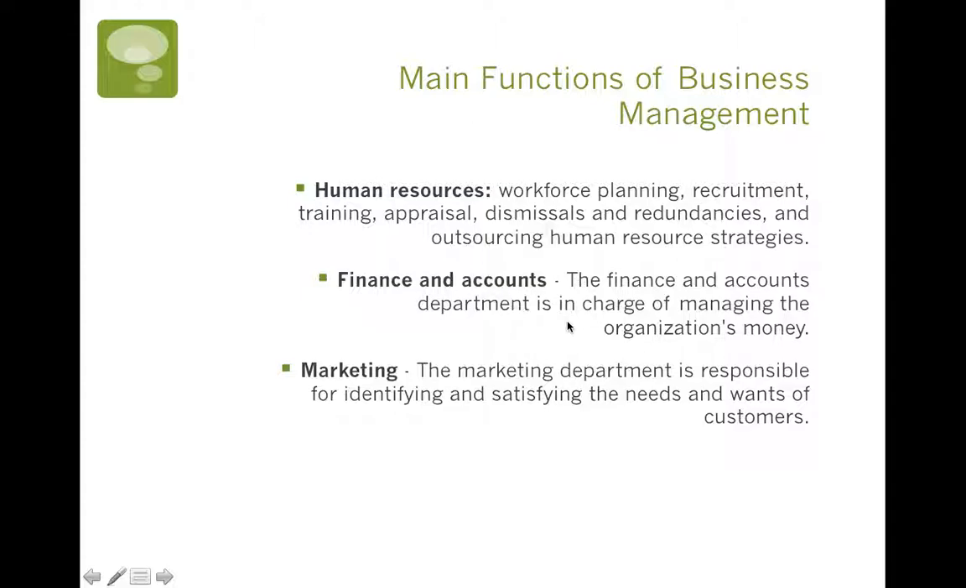Finance and accounts is anything to do with the management of the organisation's money. This is an important section in the sense that the finance managers and the finance department is responsible for reporting the finance of the business to its stakeholders. And this is part of the ethics and the trustworthiness of the business. Marketing is the final strategy.